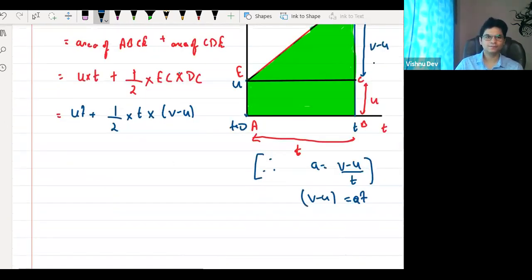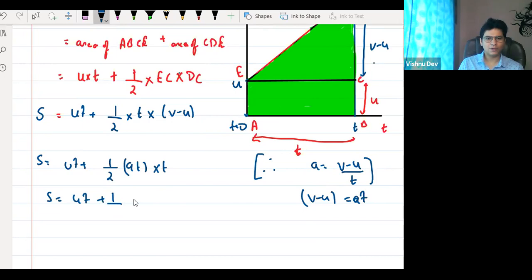Yes, sir. And this is what? This is displacement, right? S. So S is equal to UT plus half. Now V minus U is AT into T. So what happened? S is equal to UT plus half AT squared. Got it? Second equation, yes or no?